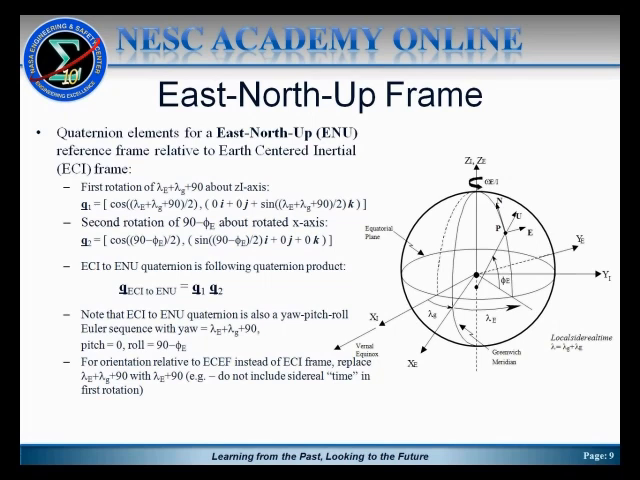And also, again, note that the quaternion for the ECI to east-north-up local level frame is also just a yaw, pitch, roll Euler angle sequence, where in this case the yaw Euler angle would be geodetic longitude plus sidereal time plus 90 degrees. The pitch Euler angle would be 0, and the roll Euler angle would be 90 minus geodetic latitude. And again, if you wanted that orientation of the east-north-up frame relative to the Earth-centered, Earth-fixed instead of the Earth-centered inertial, you would simply replace lambda e plus lambda g plus 90 with lambda e plus 90. That is, you would not include the sidereal time in that first rotation angle.